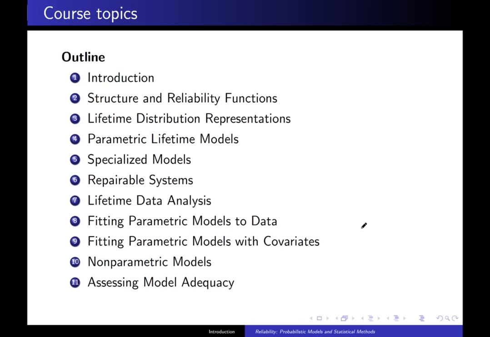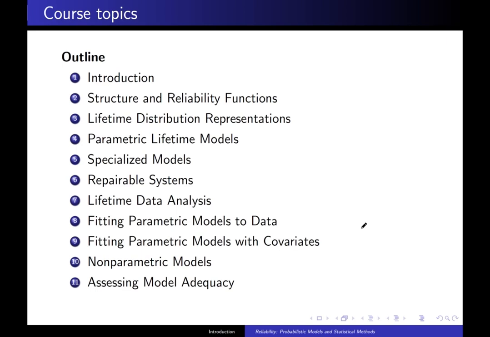Then starting in chapter 2, we look at structure and reliability functions. Those are most useful to a design engineer who is interested in deciding how to arrange the components in a system to maximize the reliability. Then in chapter 3, we look at lifetime distribution representations. Some of those will be familiar, such as the probability density function, cumulative distribution function, etc. Some will be new, for example, the hazard function and the mean residual life function.